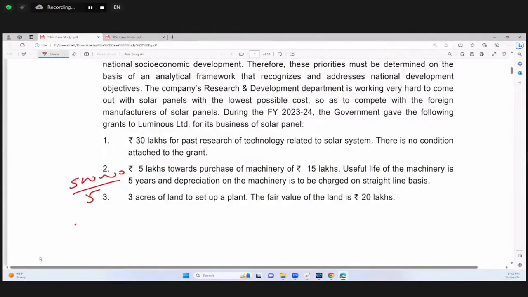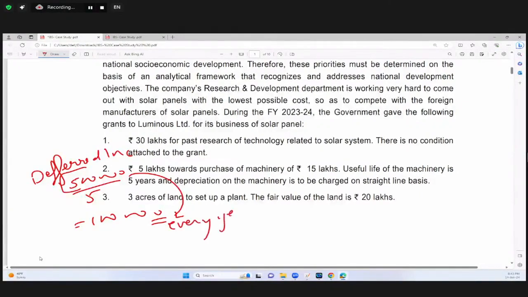every year 1 lakh will be recognized to profit and loss account. This is the first method where you are recognizing the total 5 lakh as deferred income, and out of this deferred income, you are transferring this 1 lakh every year to statement of profit and loss. Okay. So this is the first method. And in second method, what will happen?